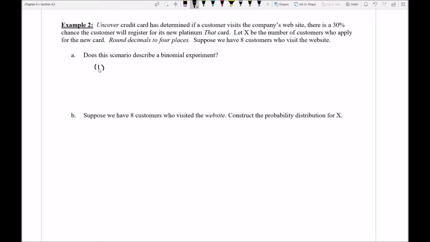Well, let's check our conditions. Condition number 1. We're going to need to have a fixed number of trials. Do we have that? Well, yeah, there is a fixed number of customers who we're going to look at. So I'll say there are only 8 customers. So every time one of these customers comes to the website, we're going to be able to assess whether or not they sign up for the card and should be counted, or they don't sign up for a new card.